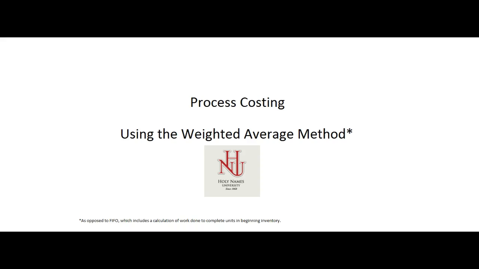This video is about the weighted average method, which means the costs that are in beginning inventory this month, even though they were incurred last month, we're going to include them in this month's cost structure, as opposed to the FIFO method, which says, let's take last month's costs, which are in beginning inventory, preserve them, and then finish those units up using this month's costs. We're going to use the weighted average method in this video.